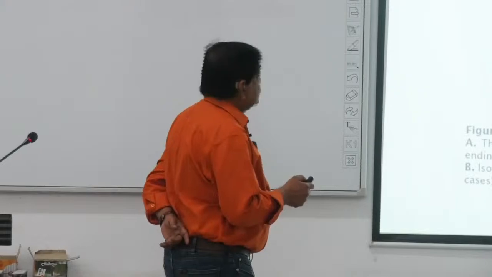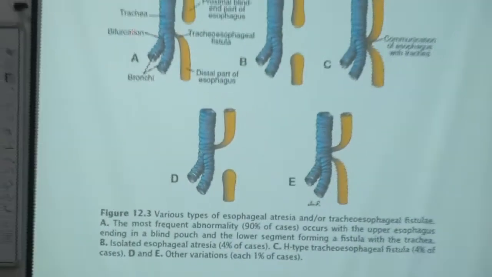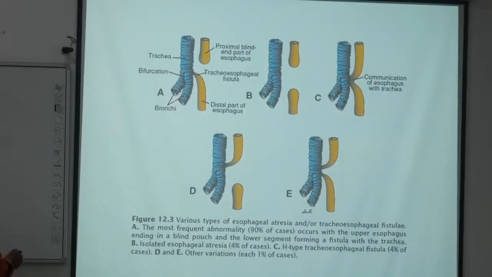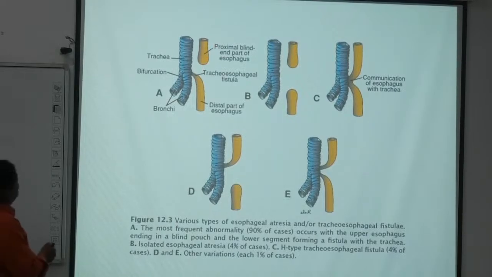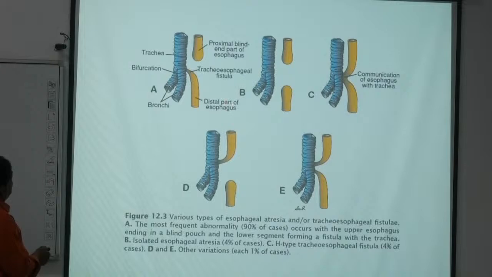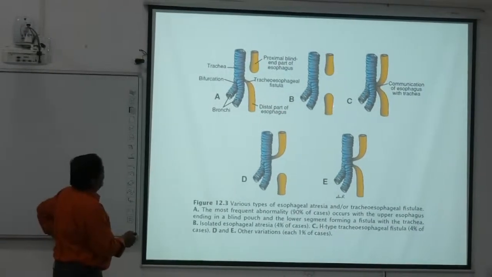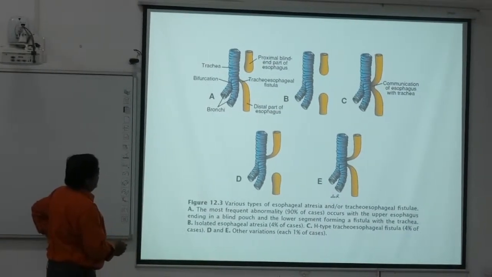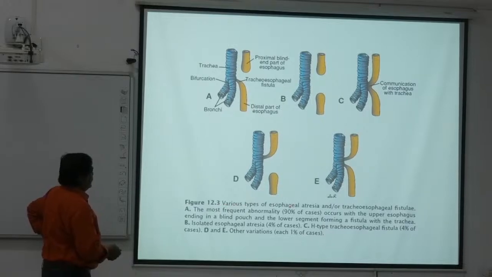Now, this is the trachea, bifurcation, bronchi, and see the proximal blind end of the esophagus. Now, tracheoesophageal fistula, distal part of the esophagus. Now, the different varieties, various types of esophageal atresia and or tracheoesophageal fistula. A, the most frequent abnormality, 90% of cases, occurs with the upper esophagus ending in a blind pouch. Here, this is a blind pouch, and the lower segment forms a fistula with the trachea.